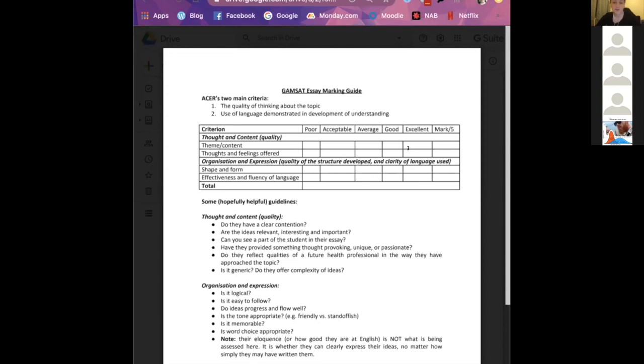And that's something that I don't see in a lot of essays. So really good. Shape and form, very clear. I would give it a good, I'd give it a 4. Like I said, the intro could probably be a bit shorter.